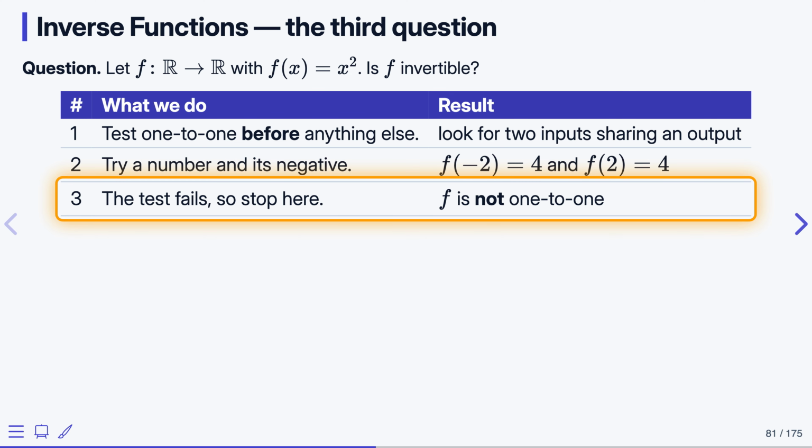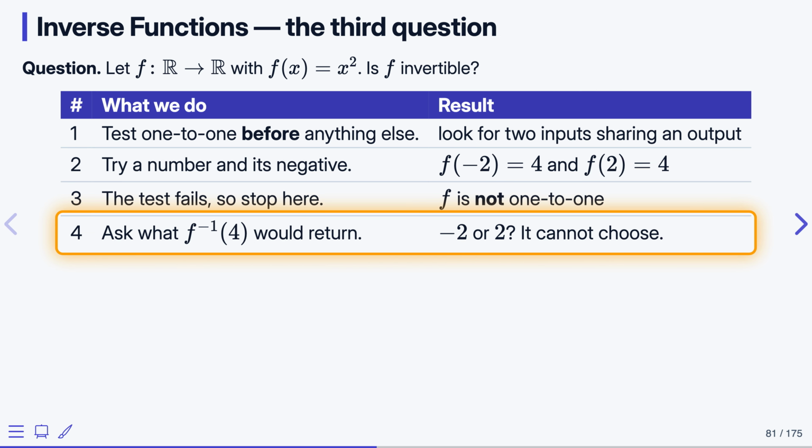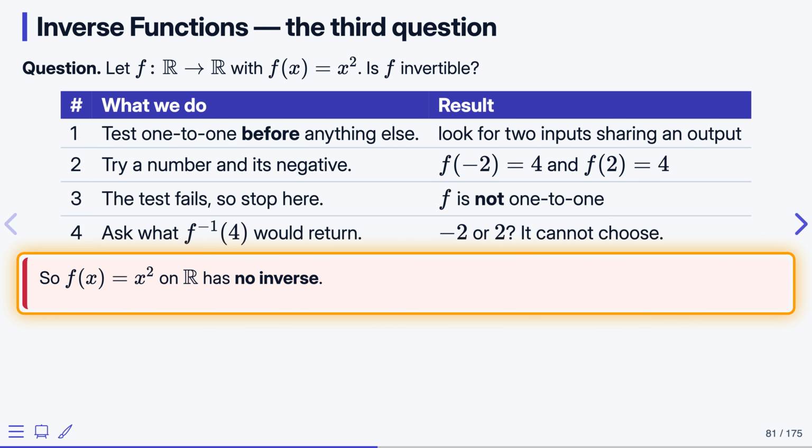Step 3. The test fails, so stop. The function is not 1 to 1, and that alone rules out an inverse. Step 4. See exactly what breaks. If f inverse existed, what would f inverse of 4 return? Minus 2 or 2. It cannot choose, so it is not a function. So x squared on the real numbers has no inverse.